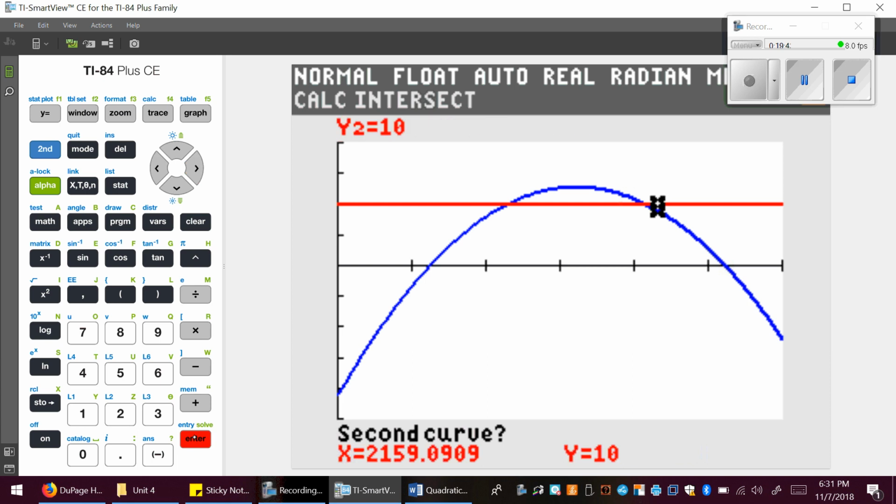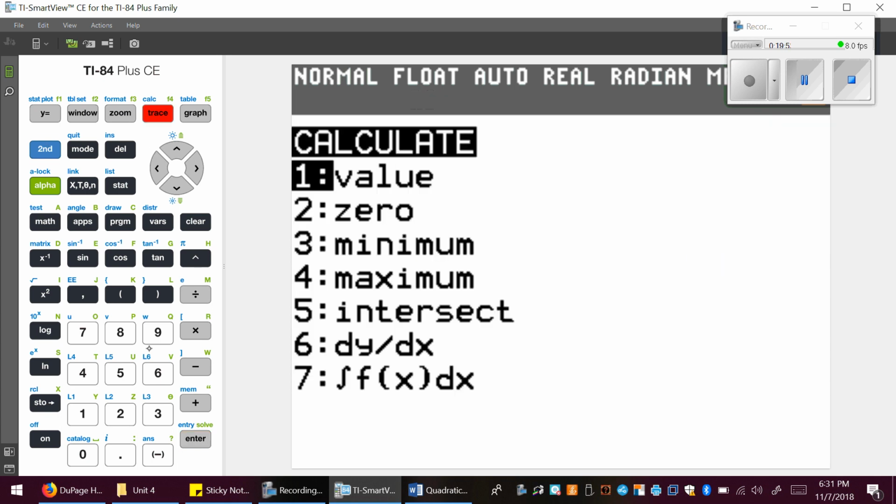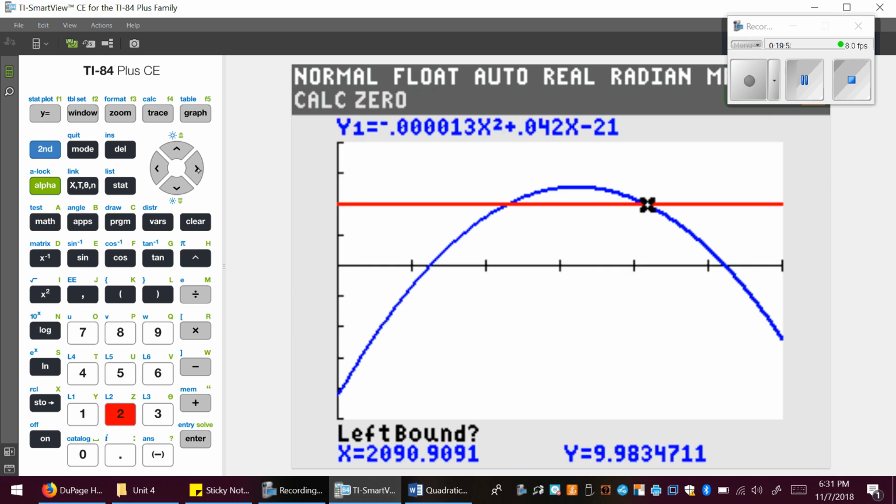So if I hit enter 3 times, I get 2,089.6. To find my x-intercepts, I do second trace and select number 2, which is 0. Get my cursor over here a little bit closer, although technically I am to the left of the x-intercept and can select any of these points. I'll hit enter, go past it, hit enter again, and the third time, 2612.4.